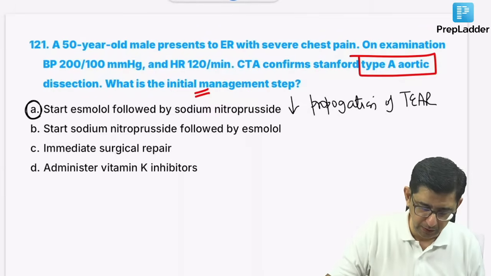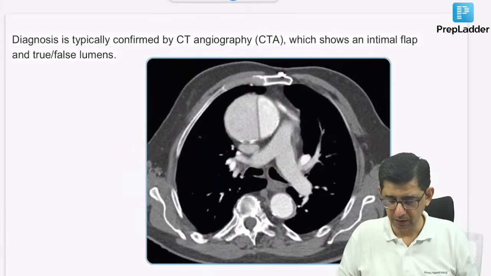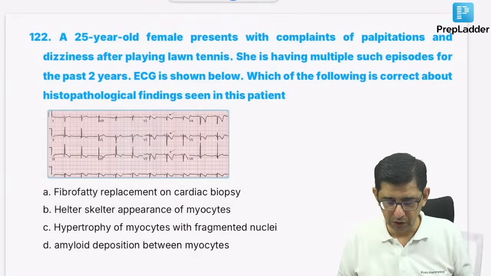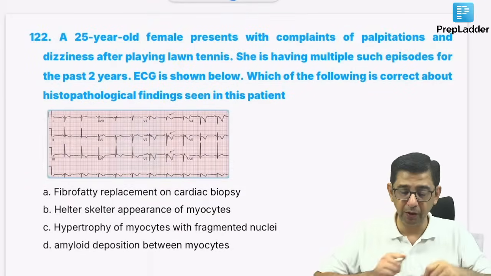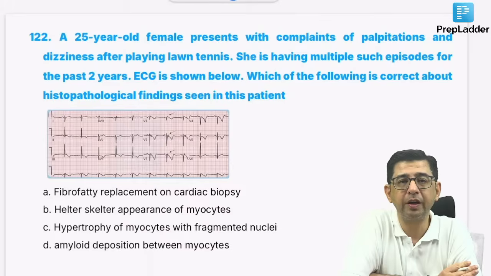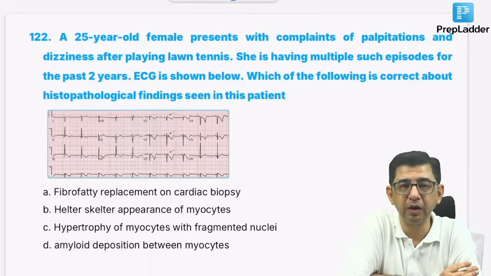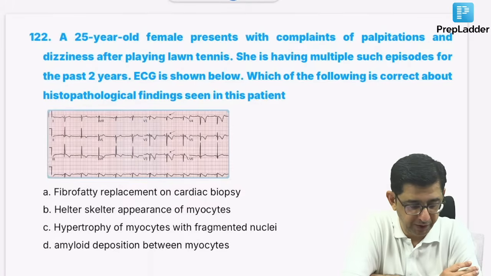Sorted. So we have this 25-year-old female with palpitations and dizziness, and she's playing lawn tennis, and she's had multiple episodes like this in the earlier part of her life as well. Our ECG is shown. It asks what is correct about the histopathological findings in this particular case.